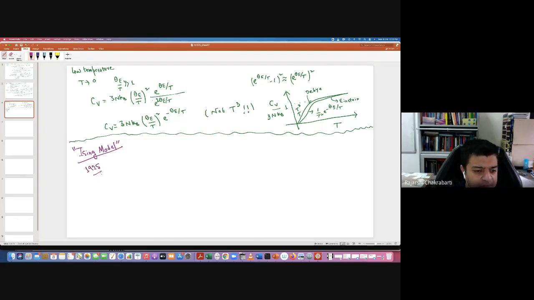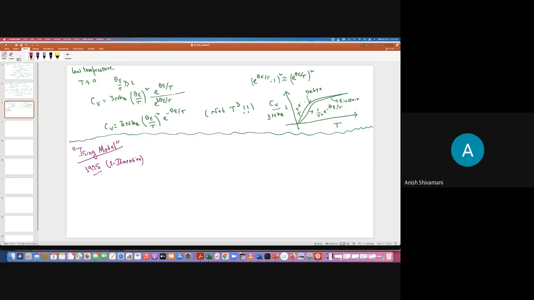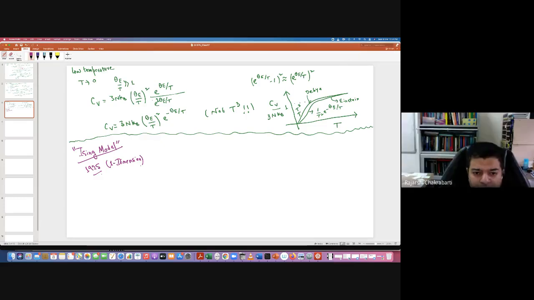What is this model? The model is as follows. This is in one dimension, first of all. So Anish, did you know about the Ising model? I have heard of the name being applied in several lattice models and other things, but I've not read it in detail. Okay, so let us do it.